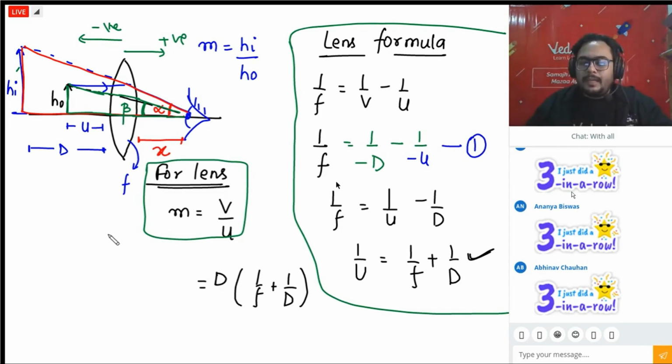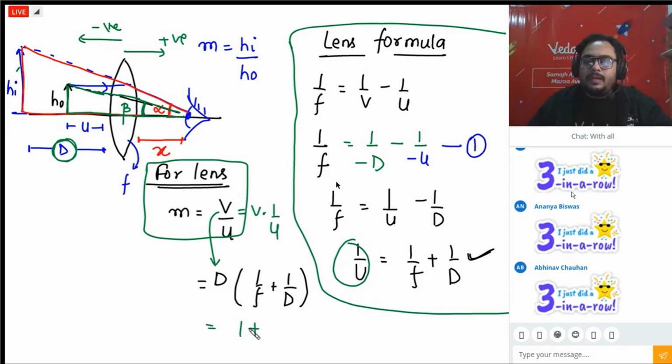Am I correct? So just put the value. What is v? Your v is d only, no? Put the value of v as d and put the value of 1 by u. This is v into 1 by u, no? Put the value of 1 by u here. So what do you get? You get 1 plus d by f, and that is your magnification.